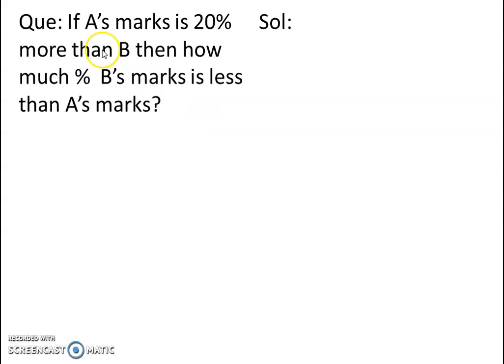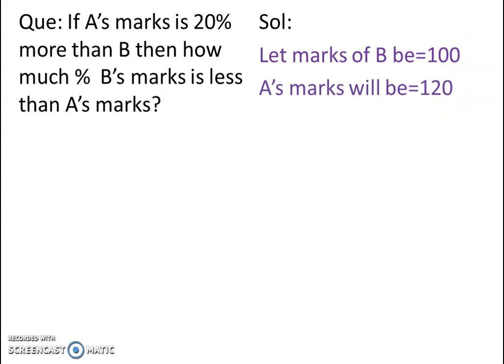The first question is, if A's marks is 20% more than B, then how much percent B's marks is less than A's marks? So here marks of A is dependent on B. First we will assume marks of B 100, and as A's marks is 20% more, so 20% of 100 will be 20. 100 plus 20 is 120, so A's marks will be 120. Now we need to calculate how much percent B's marks is less. So here we can see B's marks is 20 less than A.